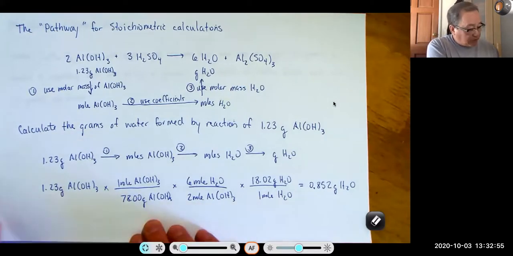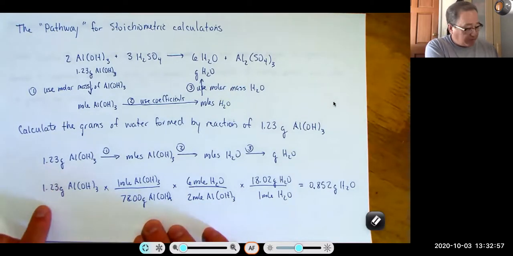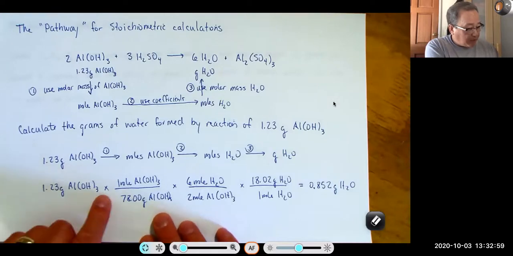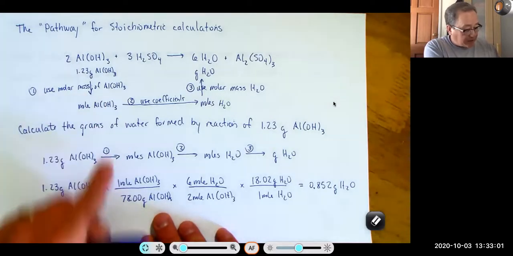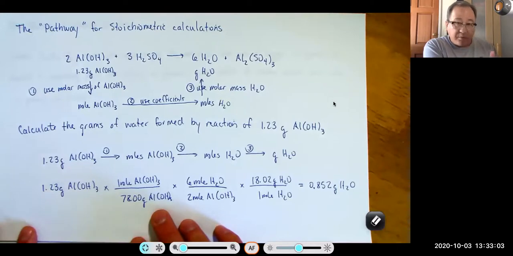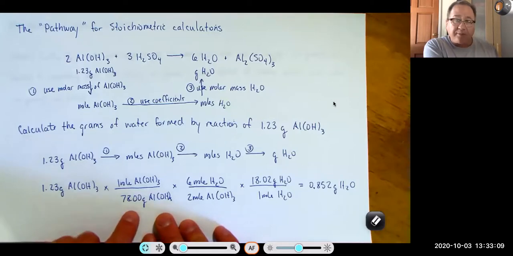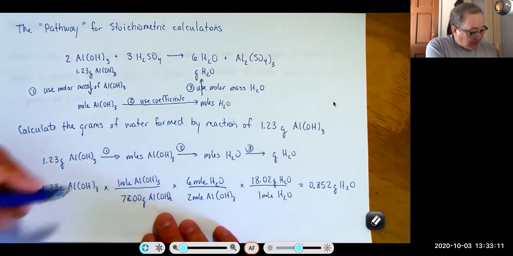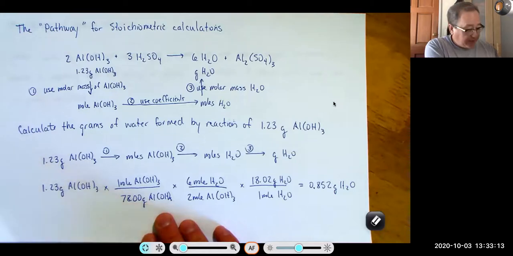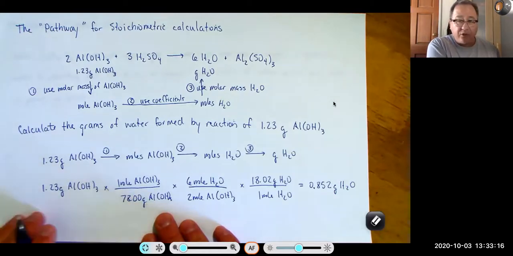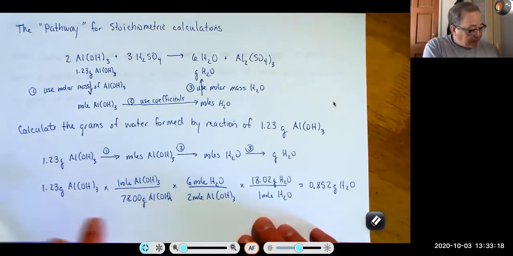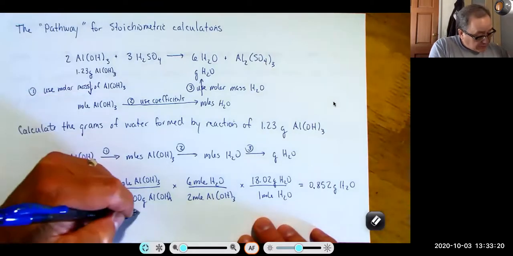So if we start off with 1.23 grams of aluminum hydroxide, we're going to multiply by the molar mass of aluminum hydroxide. So we know that 1 mole of aluminum hydroxide weighs 78.00 grams. I put the 78.00 grams in the denominator so that these grams and grams will cancel. That means the mole has to go into the numerator. So that's conversion 1.